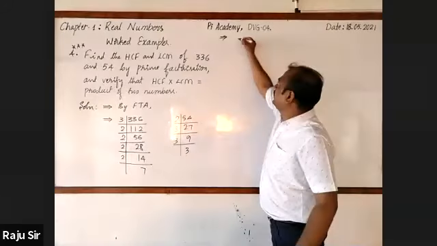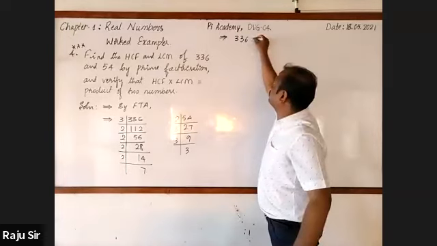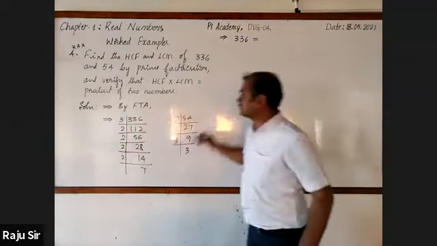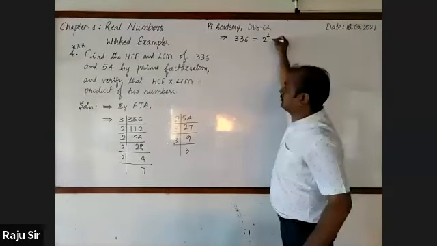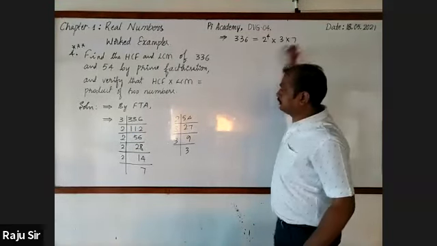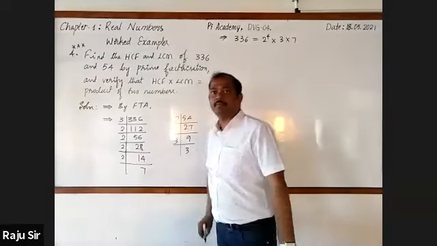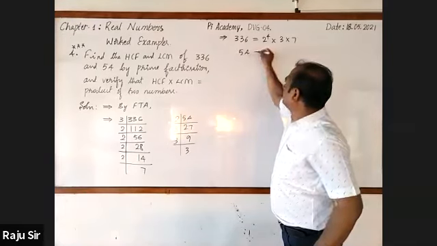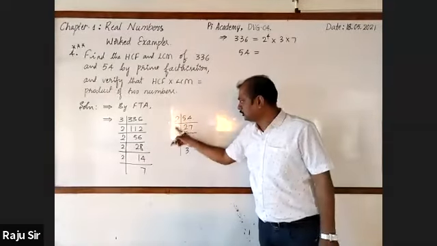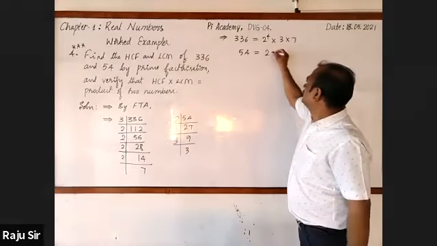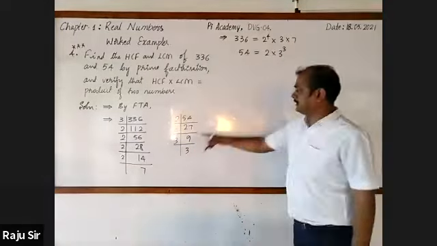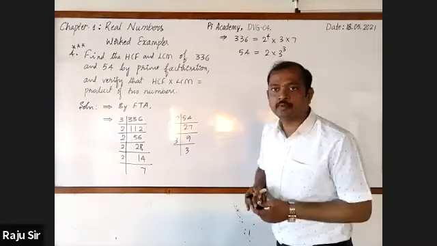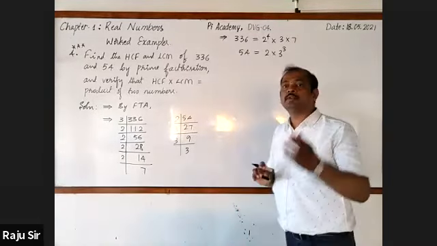Next, let me write the prime factorization of 336. It can be written as 2 raised to the power 4 into 3 into 7. Next, 54. This can be written as 2 into 3 raised to the power 3 because 3 is repeated 3 times. No. Who is Prajwal? Prajwal is wrong.